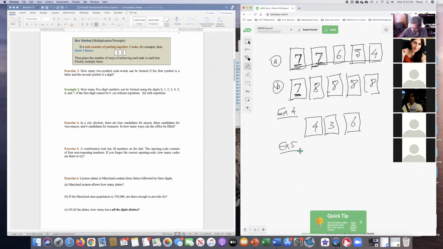4 boxes. The code consists of 4 numbers, so 4 boxes to fill. And now you have to figure out how many ways there are to fill them. For the first box, how many different ways are there?